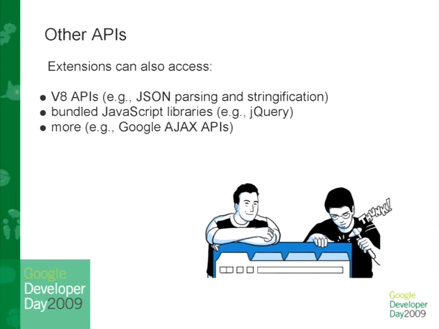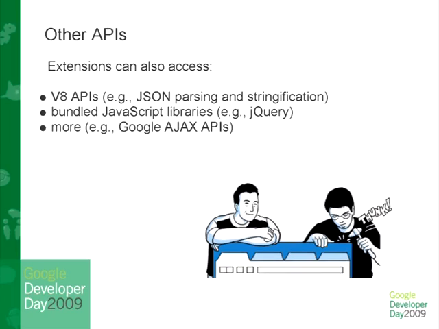Then, bundle JavaScript libraries. So if you happen to be a fan of a JavaScript framework like jQuery or Prototype, you can just include those in your extension directory and use them as you normally would. And finally, we have more stuff. There are lots of Google APIs that you can call with JavaScript, 20 or so, I think. And you can just go ahead and use anything like that in your extension.